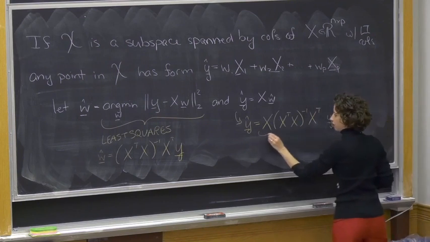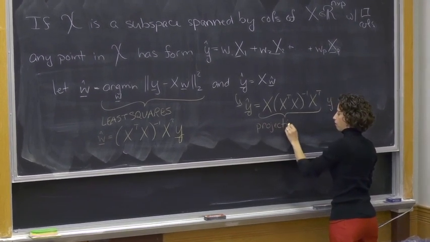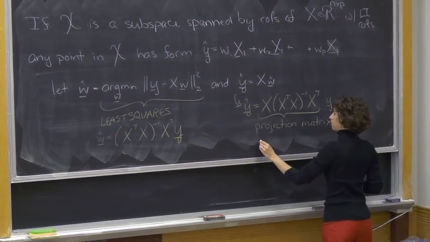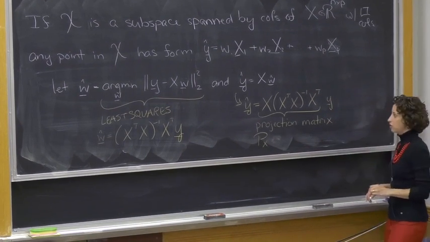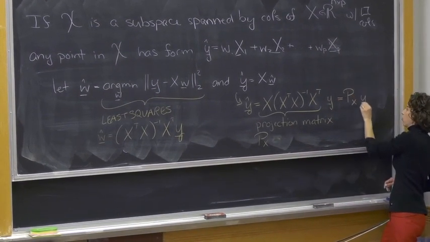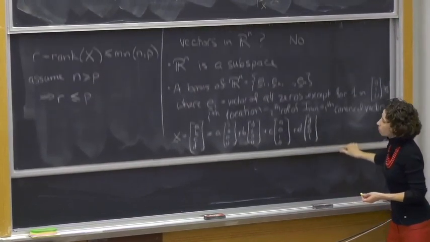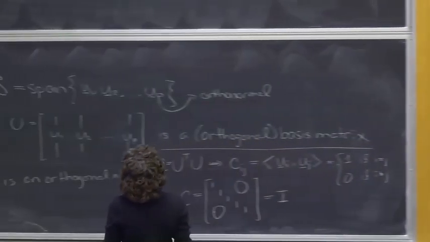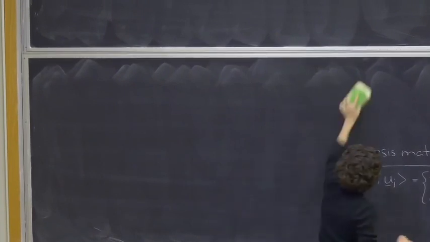And we've got this matrix in here with all these X's. And this is called a projection matrix. And we write it as P, and then with the capital X. That's the projection matrix. So this is simply P_X of y. And this is a general form. It shows up in all different kinds of settings. And we can say a couple of things about it.